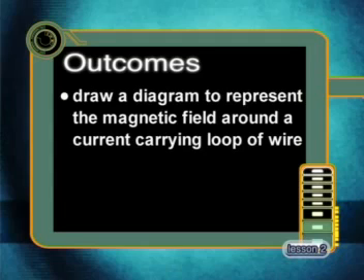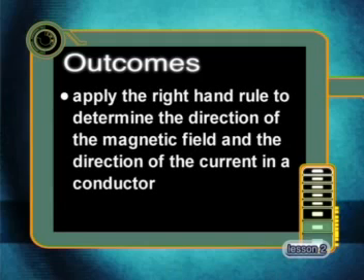By the end of this lesson, you should be able to draw a diagram to represent the magnetic field around a current-carrying loop of wire. Apply the right-hand rule to determine the direction of the magnetic field and the direction of the current in a conductor.